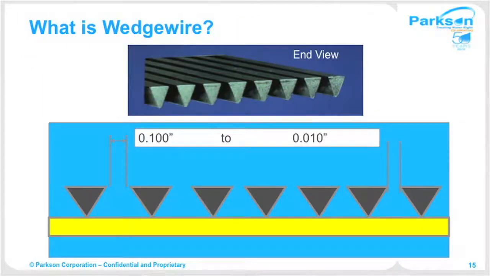What is Wedgewire? Wedgewire is V-notched and teardrop bars lined up next to each other, and they capture everything that is bigger than the screen opening. And Parkson offers slot openings starting from 100 thousandths of an inch down to 10 thousandths of an inch, which is also 2.5 millimeters to 0.25 millimeters.